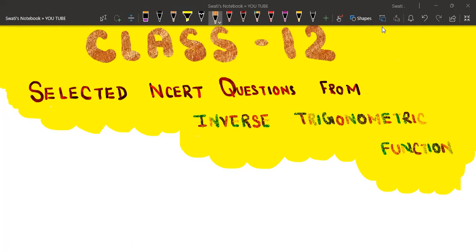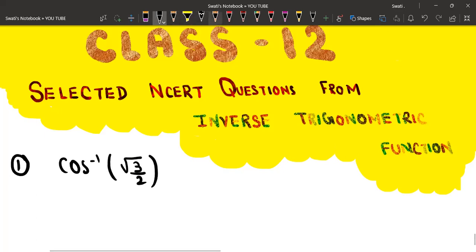And these all are NCERT questions, if you want to know from where I'm bringing all these questions. So let's start with the first question. We need to simplify this: cos inverse root 3 upon 2.